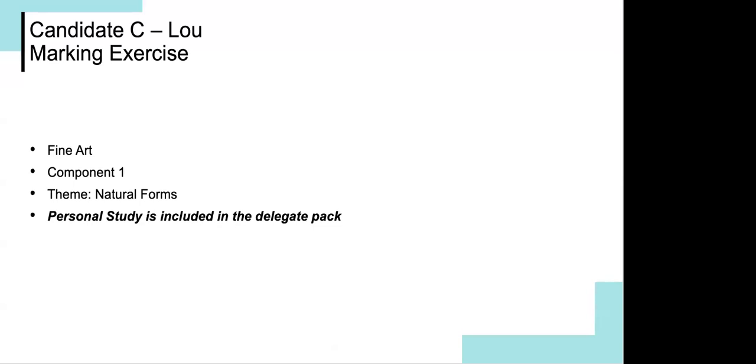So we now go to candidate C, which is Lou. It'd be interesting to see what you do with this one, because we had this event yesterday in the afternoon, and were quite pleasantly surprised by the response. So the candidate we're going to assess now was entered for fine art. It's a component 1, and obviously this component is usually completed over the 2-year course. It's very strange moving from component 1 to component 2 and then back to component 1 again, remembering that the quantity varies significantly, doesn't it? So we'll have a look at this, and the theme that she chose was natural forms.